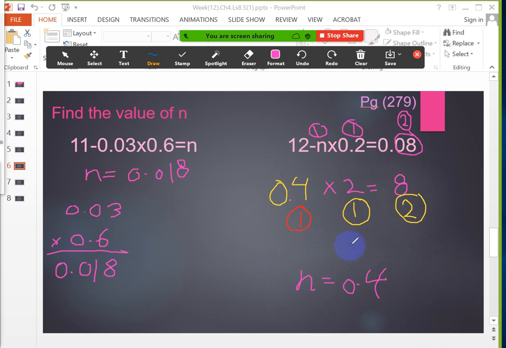Sorry. If you want to check whether your answer is correct or not, you can replace the number in this expression and do the multiplication. If you have the same answer, that means the value of m is correct. If you have another answer, that means there is something wrong, and you have to check your answer.